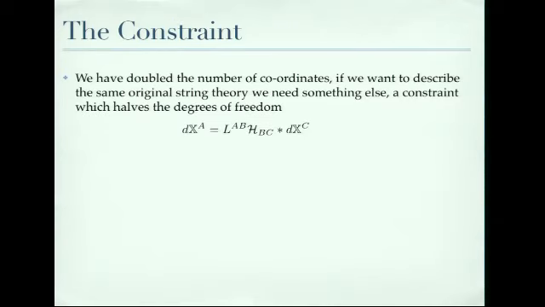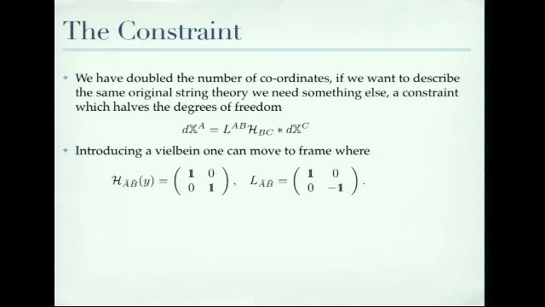Okay, so the constraint. The point is we've doubled the degrees of freedom effectively here by adding an extra set of coordinates on the fiber. So in order to be consistent with what we started with, we need to halve the degrees of freedom again, and this constraint does this. So first of all, we have to impose this constraint externally, and you see it's just written in terms of the worldsheet Hodge dual and L and H, the two metrics we saw on the previous slide.